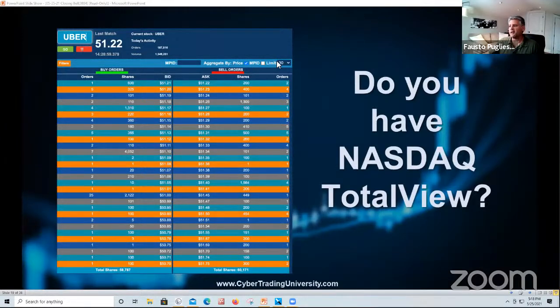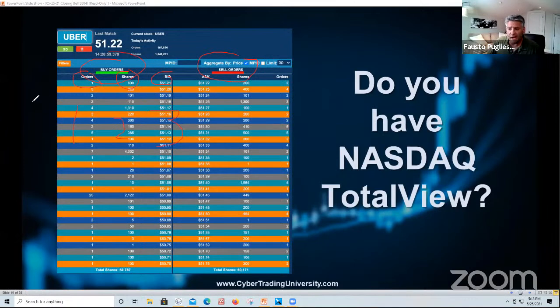Okay, here's my little dot. So here are your buyers, and here are your sellers. You've got three columns: 1, 2, and 3. The first column is telling you how many orders are out there. The second column is telling you how many shares. And the third column is telling you the price they want to buy it for.